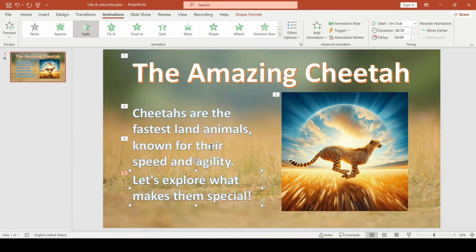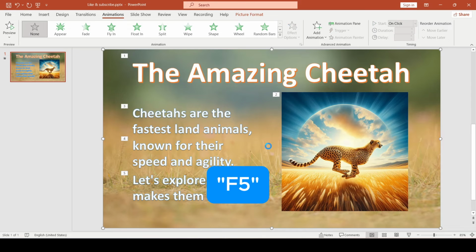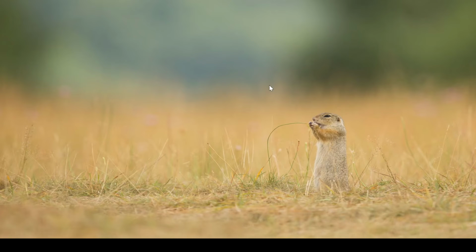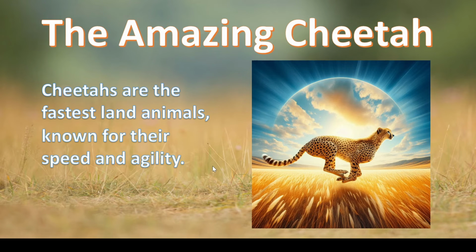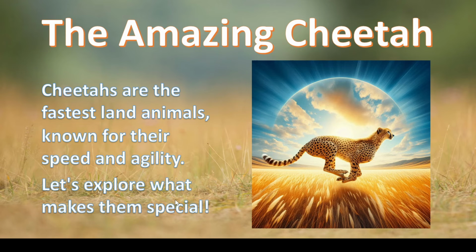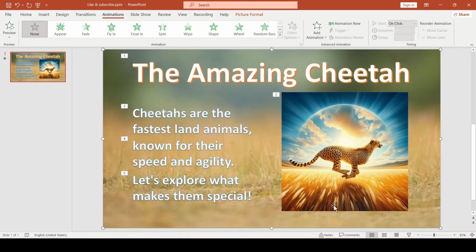When all the animations are added, let's check what we got. Press F5 and nothing will appear until we click. Click on the leftmost button and all 5 marked parts of the text and the image appear on the slide one after the other. That's what we need.